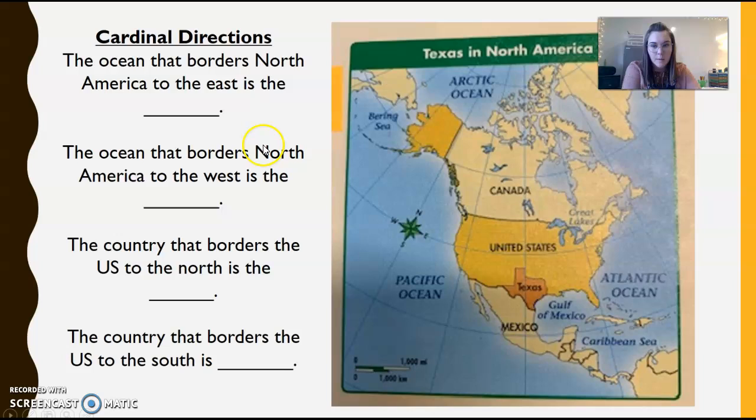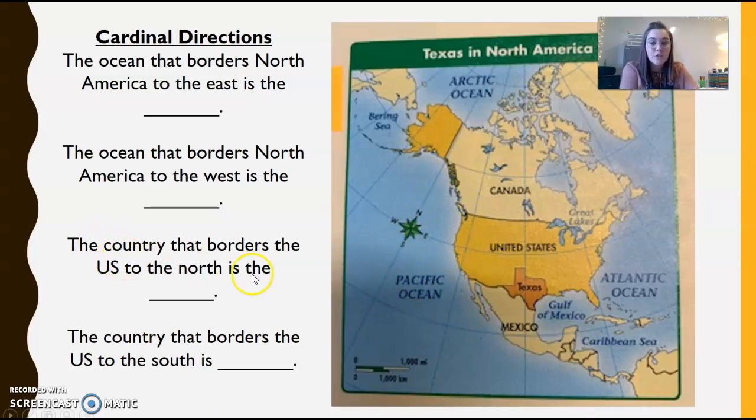So let's try the next one. The ocean that borders North America to the west is... so we know west is this way. So on the west side of North America, what ocean borders the west side? The Pacific Ocean. If you said Pacific Ocean, you are correct.